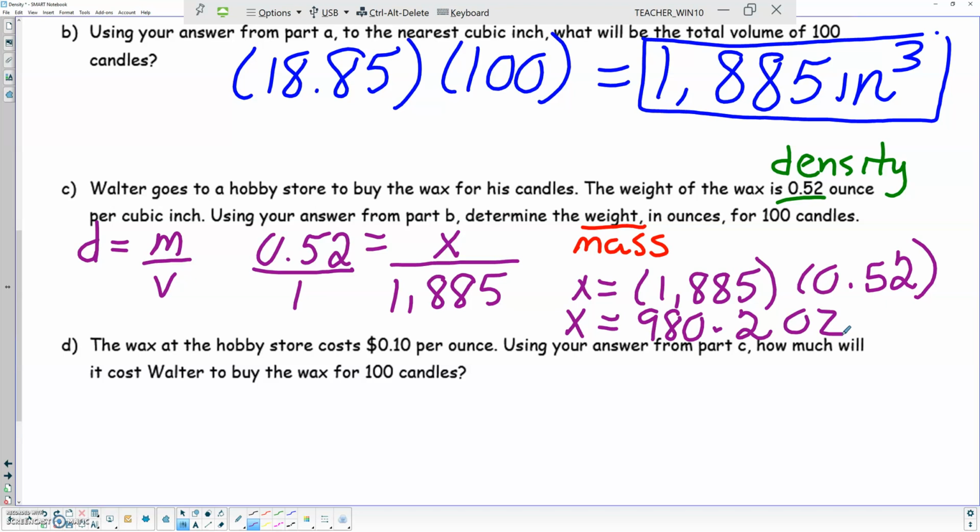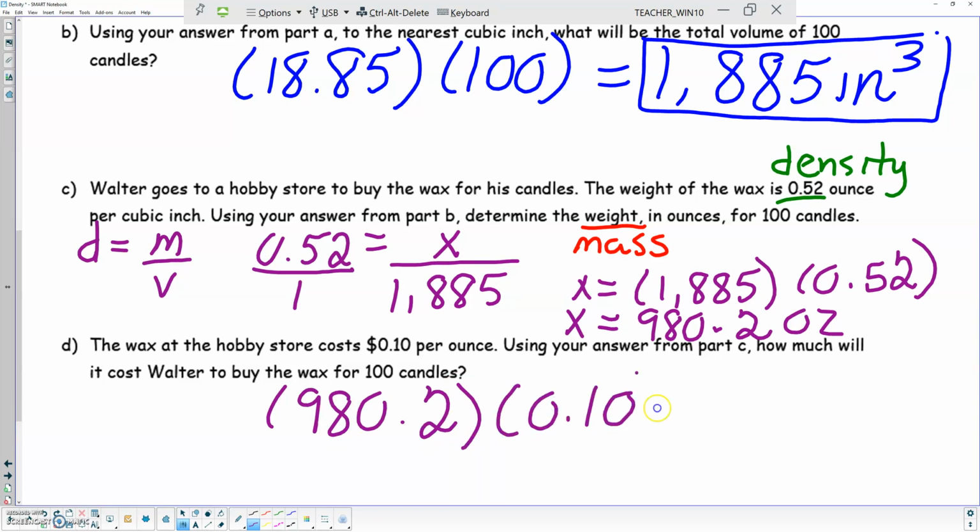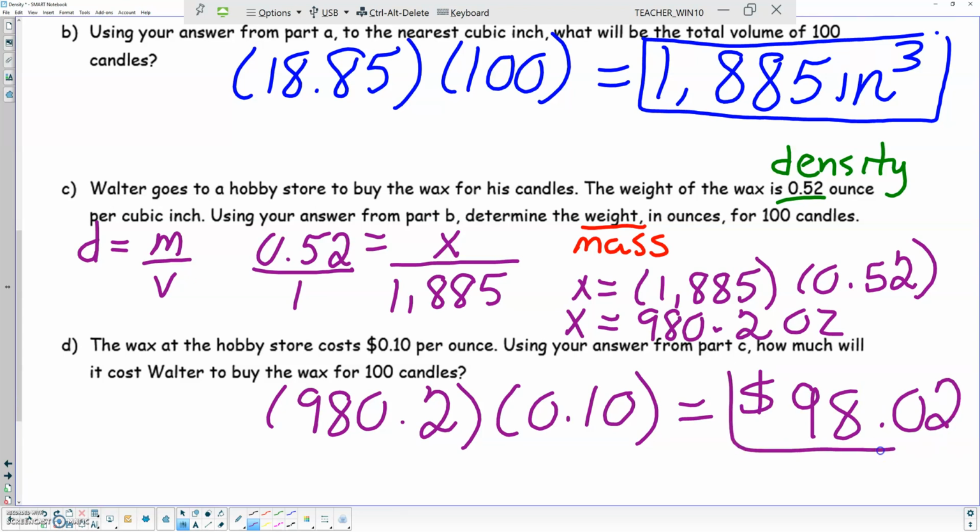All right, next part says, the wax at the hobby store is 10 cents per ounce. Using your answer from part C, how much will it cost Walter to buy the wax for 100 candles? Well, we know 100 candles was 980.2 ounces, and every ounce costs 10 cents. So when I multiply that, we're going to get the total cost to be $98.02.